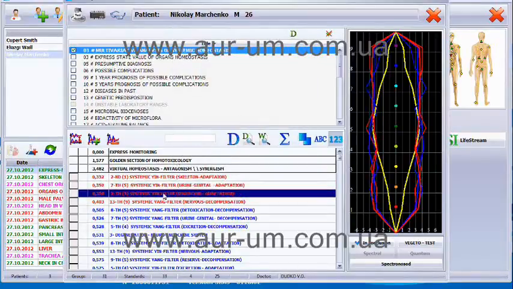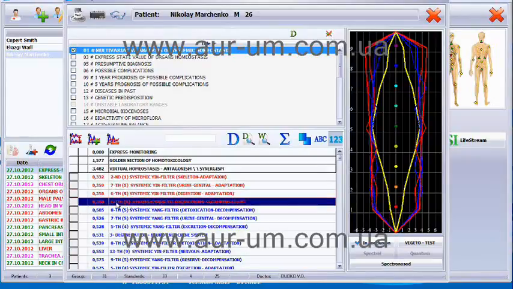Filter 6 refers to the digestion system, mostly the small intestine, but also including the duodenum and pancreas. Filter 13 refers to mind and brain, so nervous decompensation.